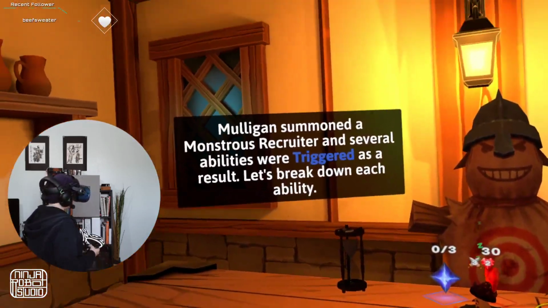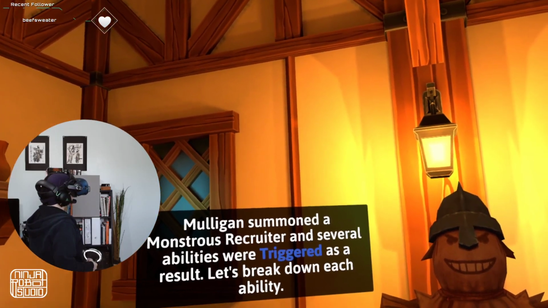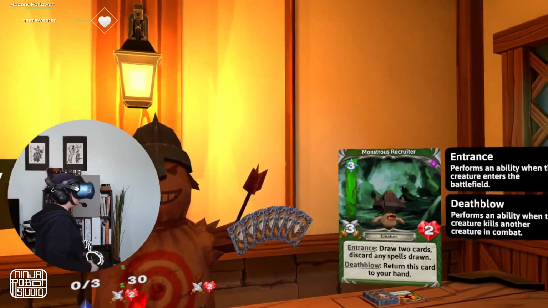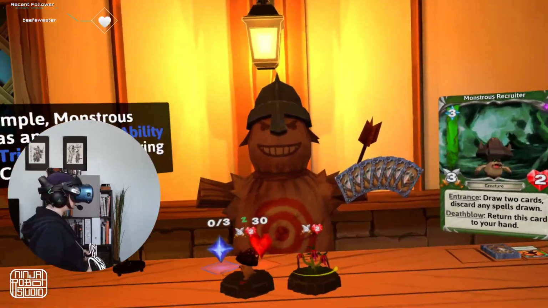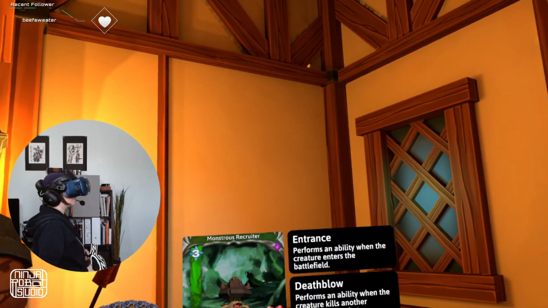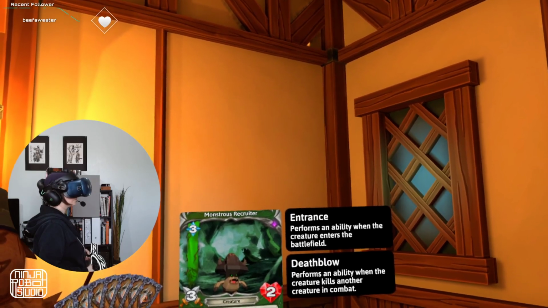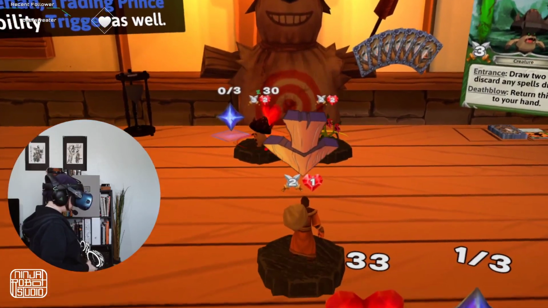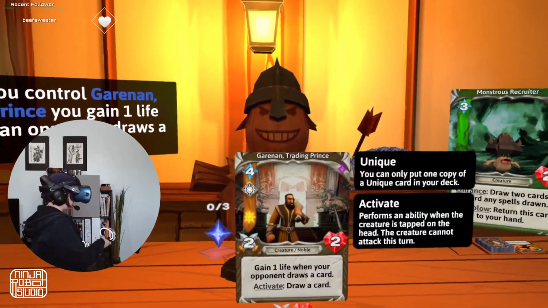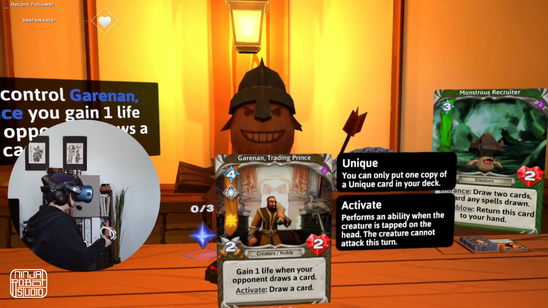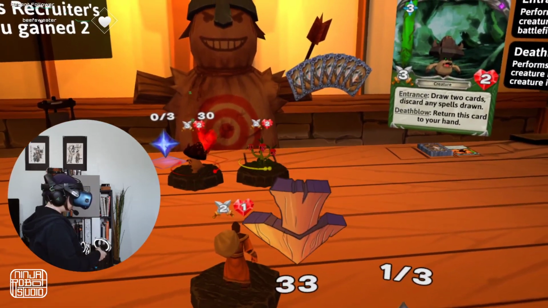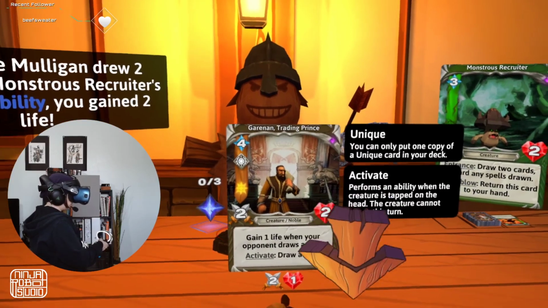Mulligan summoned a Monstrous Recruiter, and several abilities triggered as a result. Let's break down each ability. Triggered abilities will only activate under certain conditions. For example, Monstrous Recruiter has an entrance ability, which was triggered by entering the creature area. Once activated, Mulligan drew 2 cards. Your Garanin Trading Prince had an ability trigger as well. As long as you control Garanin Trading Prince, you gain 1 life whenever an opponent draws a card. And since Mulligan drew 2 cards from Monstrous Recruiter's entrance ability, you gain 2 life.